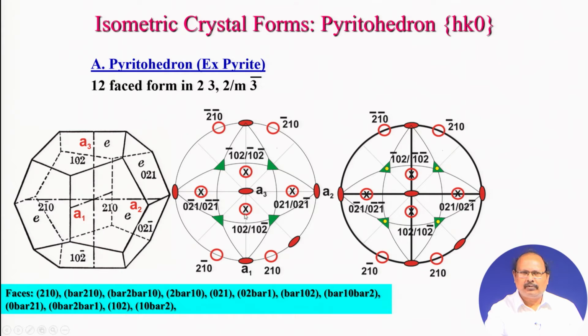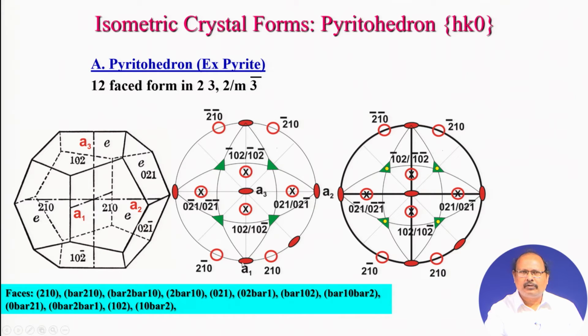What will this cross represent? It will represent the face which intersects the negative direction of the A3 axis. So, if 1 0 2 is the face which intersects the positive direction of the A3 axis, then for the negative direction of the A3 axis, that face will have the symbol 1 0 bar 2. So, the next one is this one here.